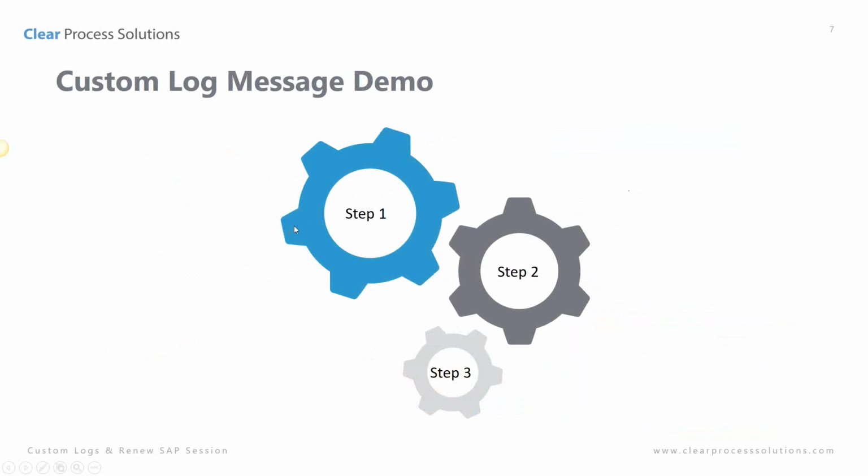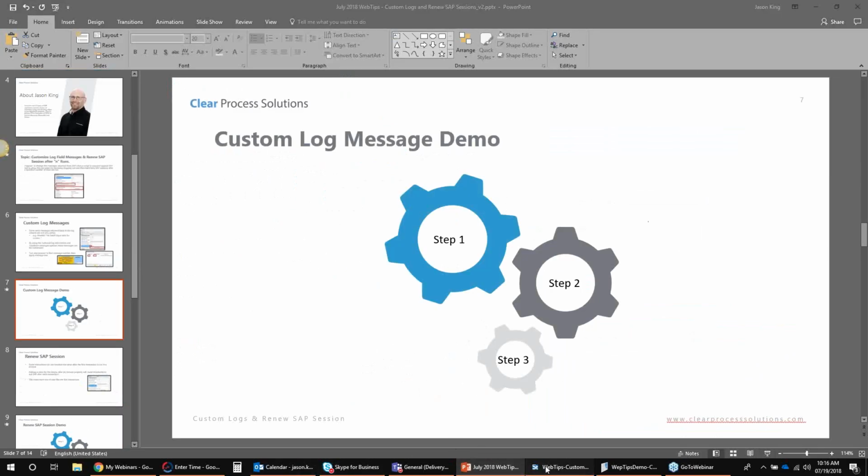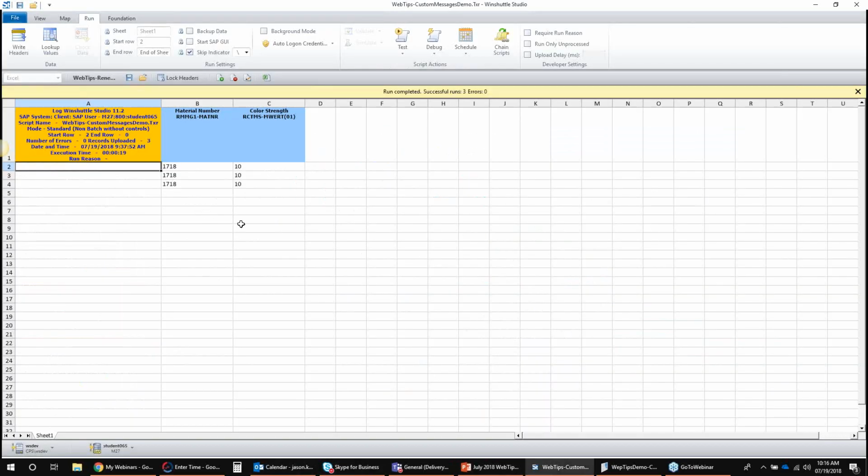Okay, so I'm going to jump out of the PowerPoint right now, and hop over to Studio. What I have right here is a very simple material master script, and basically what it's going to do is go into the SAP material master, navigate to the classification, and update one of the characteristics within that classification. So basically I'm just going in and updating one field.